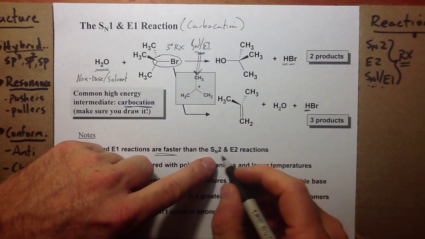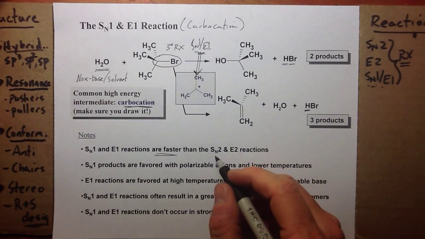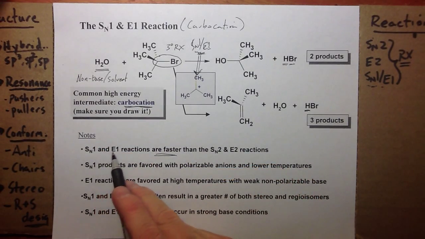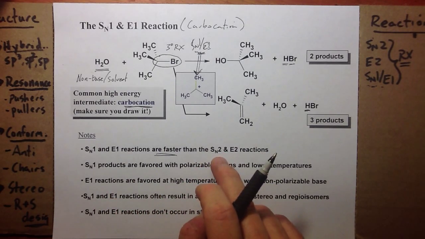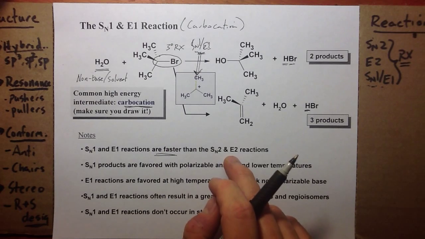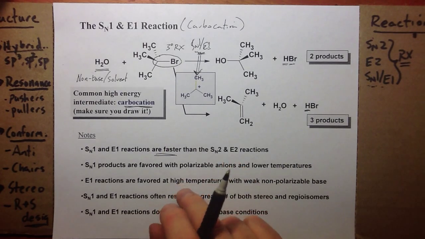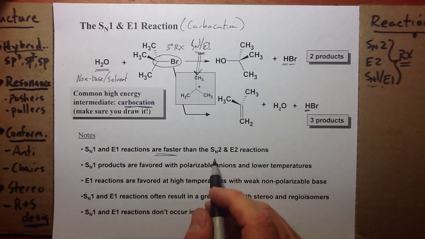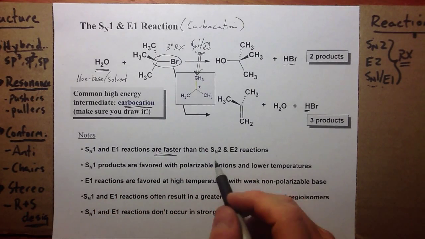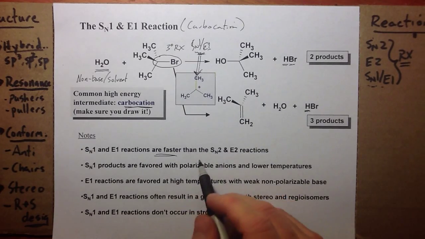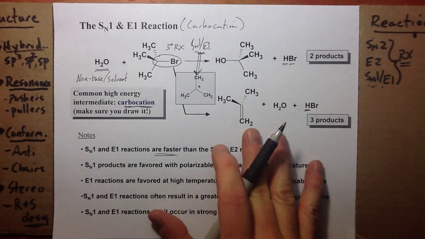Now, certainly of these two, E2 would be a faster reaction than SN2. But in general, SN1 and E1 together are generally faster than SN2 and, depending upon conditions, even E2 reactions. So SN1 is certainly faster than SN2. SN1 E1 is generally faster as a reaction than SN2 and E2.